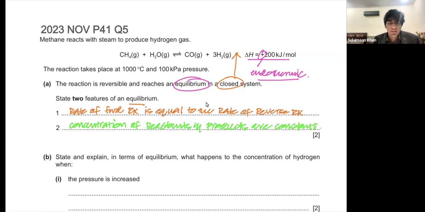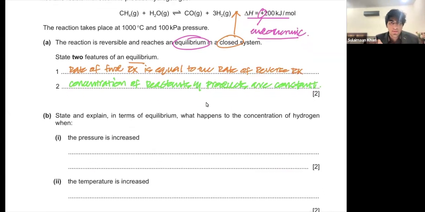Sir, can we say that the concentration of reactants and products are no longer changing? Yes, that's what constant means. Constant means they're no longer changing. It's fine. You could absolutely say this.